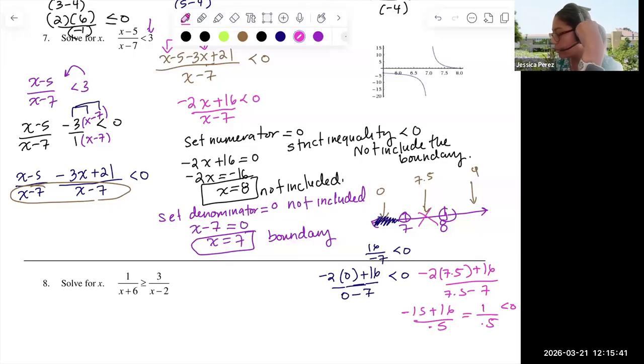And let's try 9. So negative 2 times 9 plus 16 over 9 minus 7. That's negative 18 plus 16 over 2. Is that less than 0?